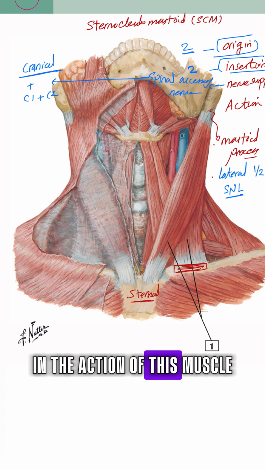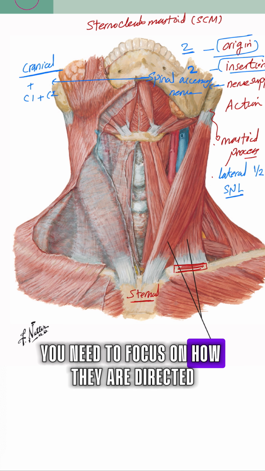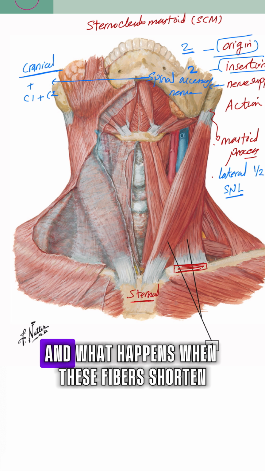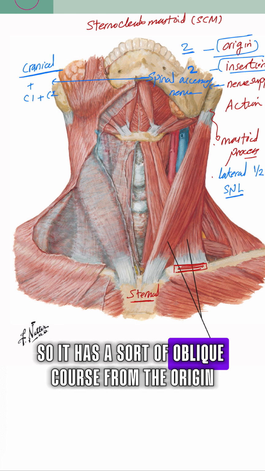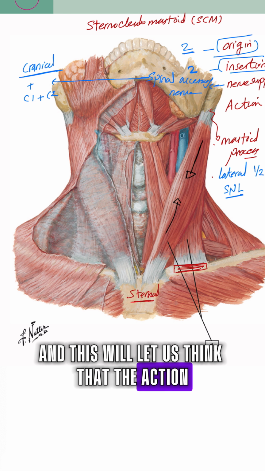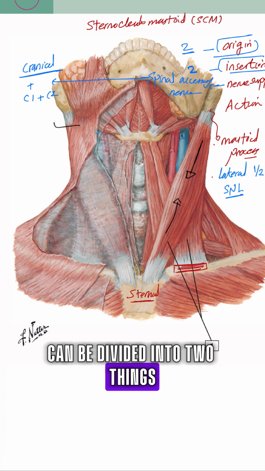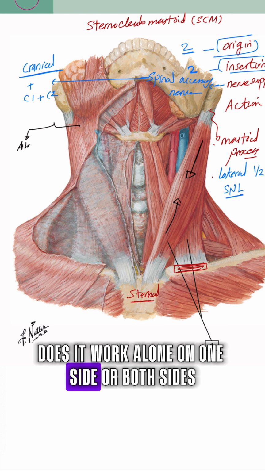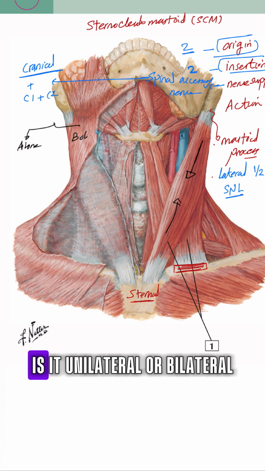For the action of this muscle, you need to focus on how the fibers are directed and what happens when they shorten. It has a sort of oblique course from the origin all the way up to the insertion. And this lets us think that the action can be divided into two things. Does it work alone on one side or on both sides? Is it unilateral or bilateral?